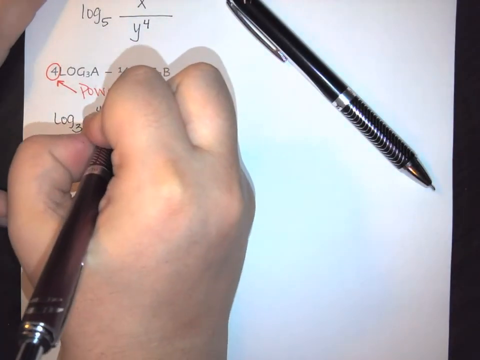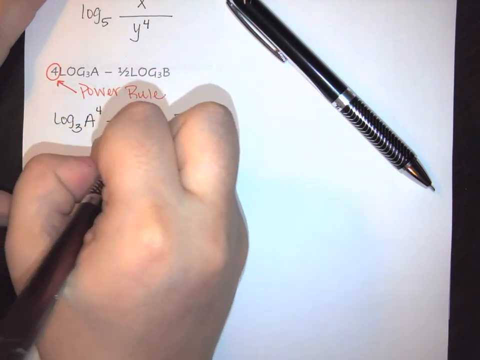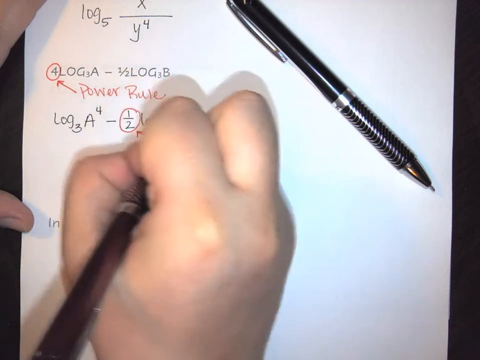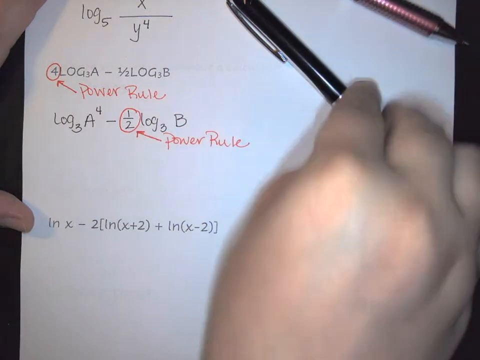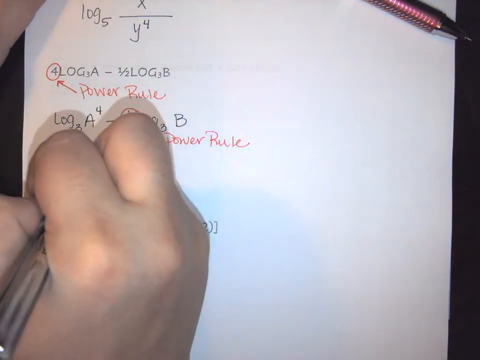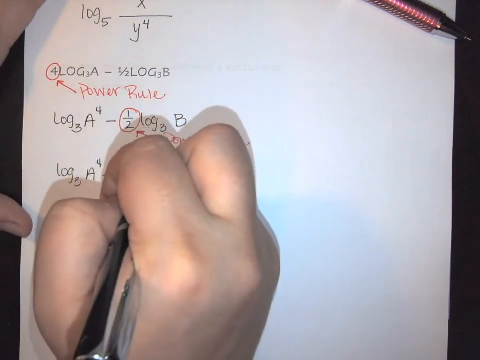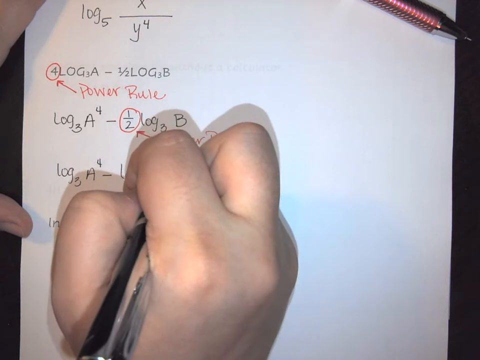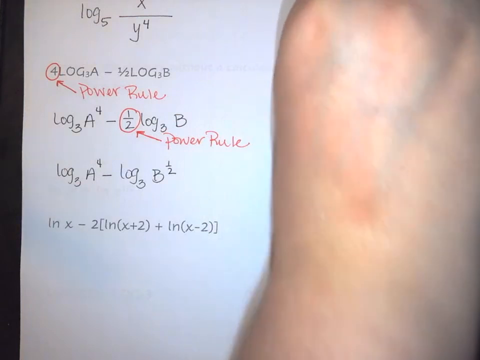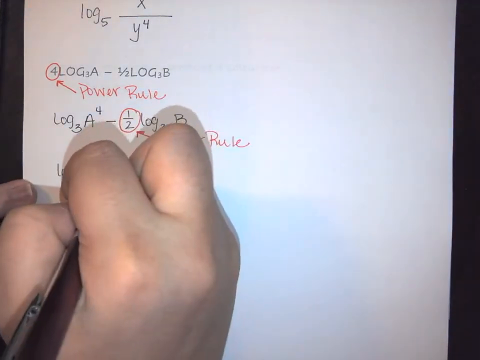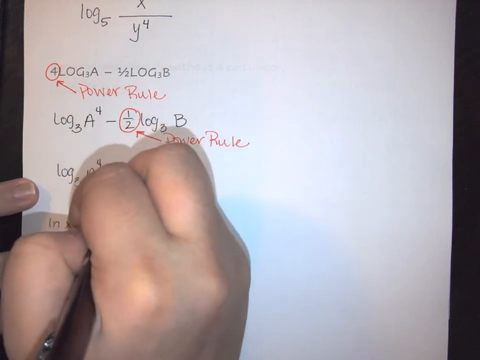Again, we have another form. This right here is your power rule. So we need to use that again. This becomes the log base 3 of a to the 4th minus the log base 3 of b to the 1/2. And then we have to look at your sign because there's no other power rules to use. And once again, we have your quotient rule.